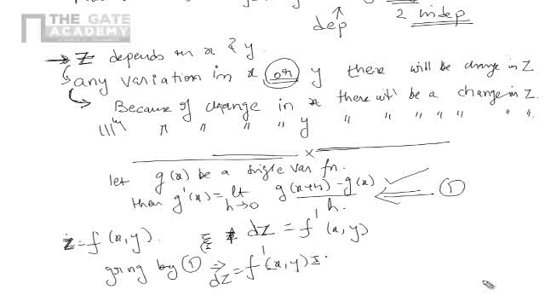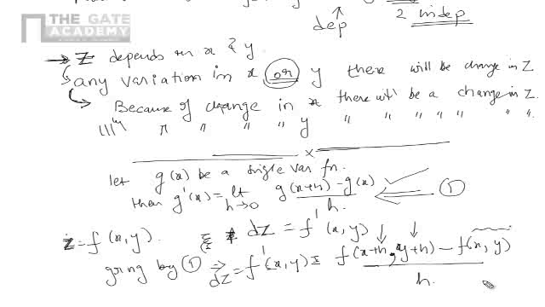That is nothing but limit h tends to 0 of f of x plus h, y plus h, minus f of x comma y, by h. For a small change in x and y, what is the change in f? That is what we are doing. So the assumption we are making is that both x and y are changing.